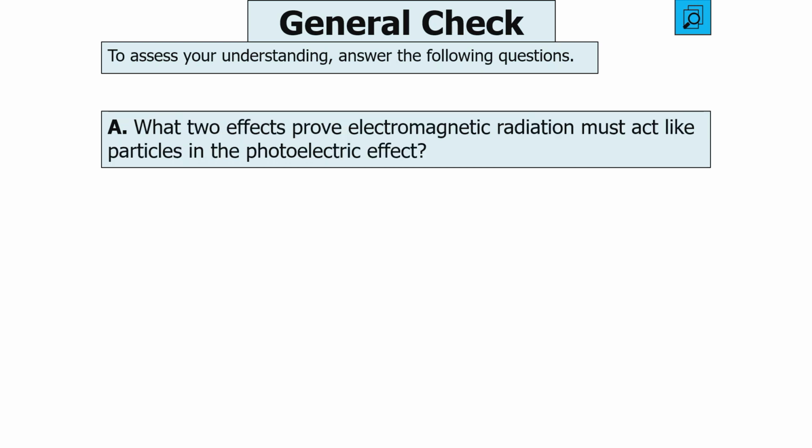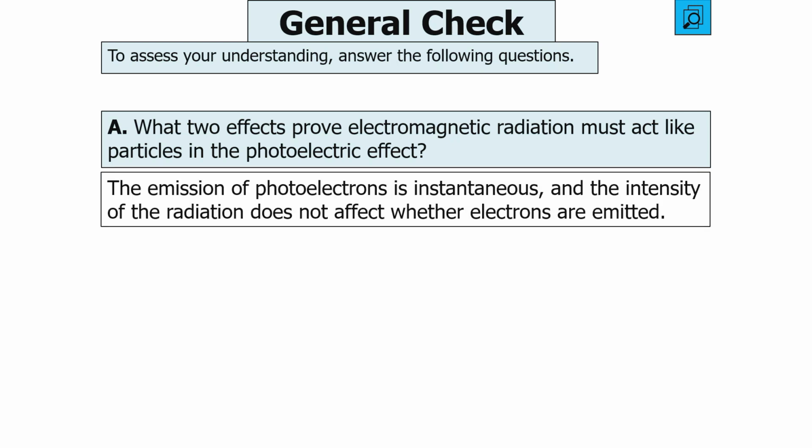What two effects prove that electromagnetic radiation must act like particles in the photoelectric effect? So pause the video now, then unpause the video when you want to go through your answer. The emission of photoelectrons is instantaneous, and the intensity of the radiation does not affect whether electrons are emitted or not.